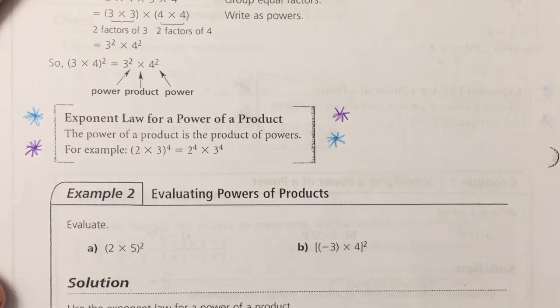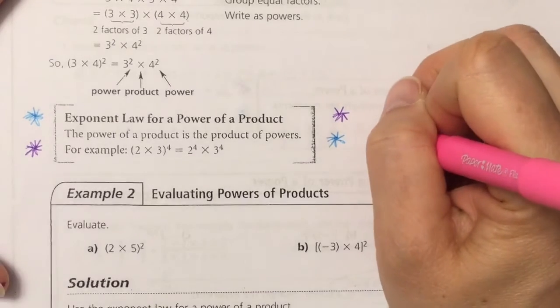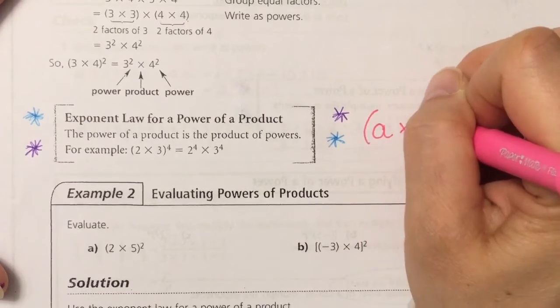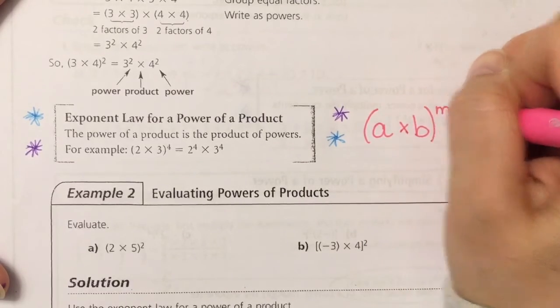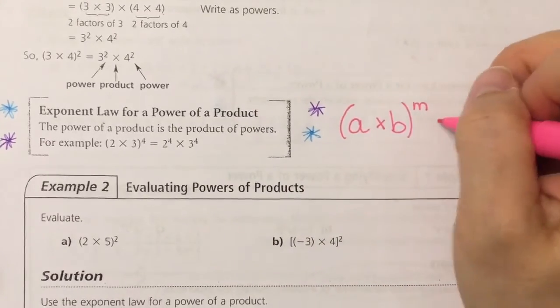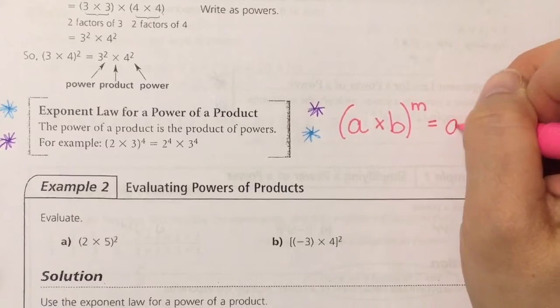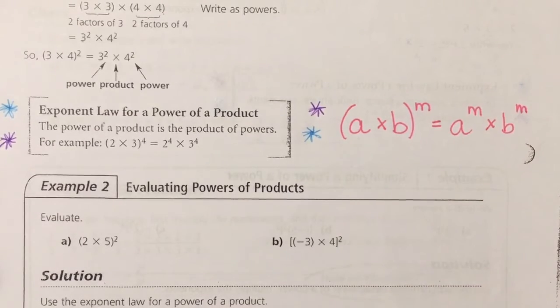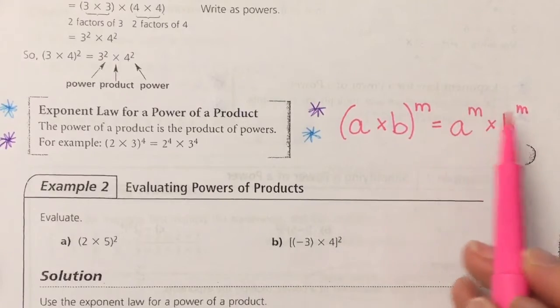That gets so confusing. So how do I write that out? If A times B, if I'm multiplying 2 numbers and they're all being raised to 1 power, that's the same thing as saying A to the M times B to the M, to the same power.